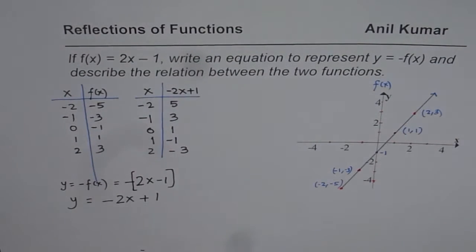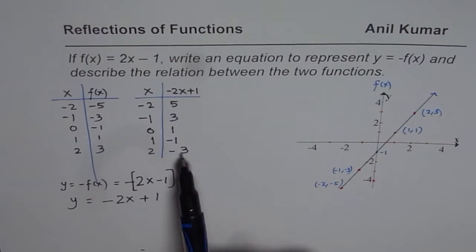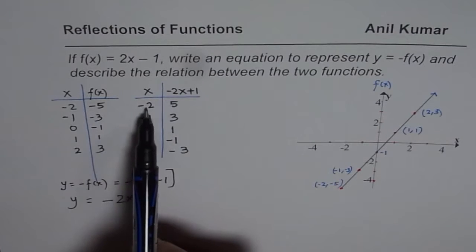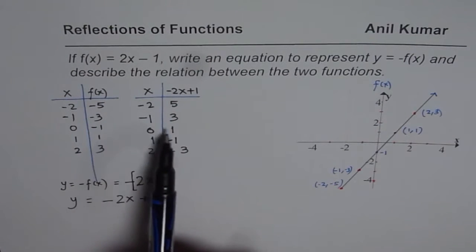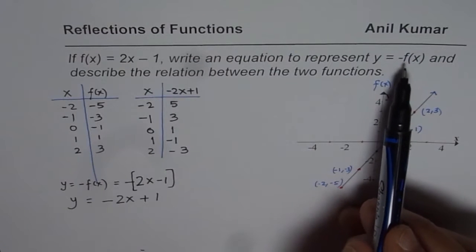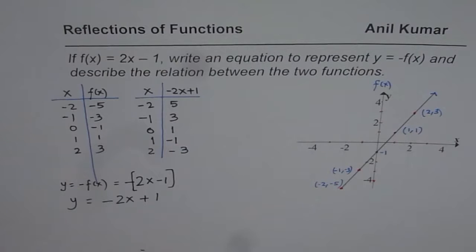So what do you observe? As far as the y points are concerned, you see for the same x value, the y points are negative of the previous function. And that is what is meant by negative of f of x. So that is correct. Now let me plot these points and draw the line.